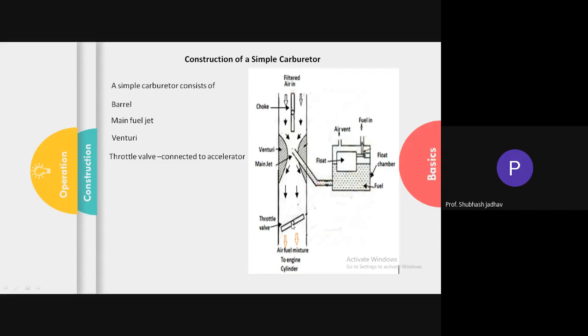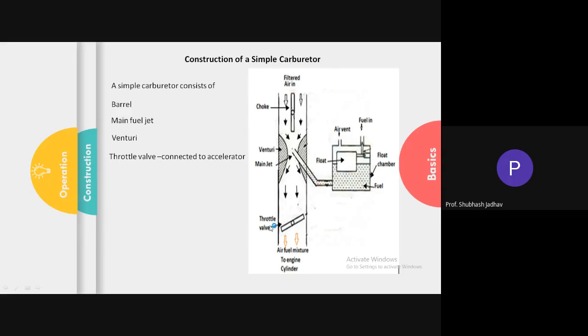Now, as the name indicates, it is throttle. What throttling is and all these things we will discuss later. Now the throttle valve is connected to which side? It is connected to the engine side of the carburetor. Okay, that is when this is open. So this is connected to the accelerator.